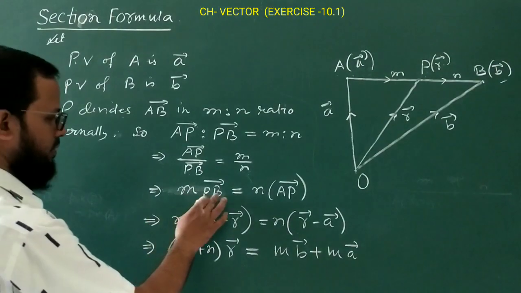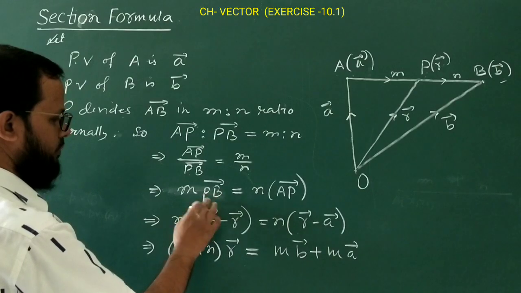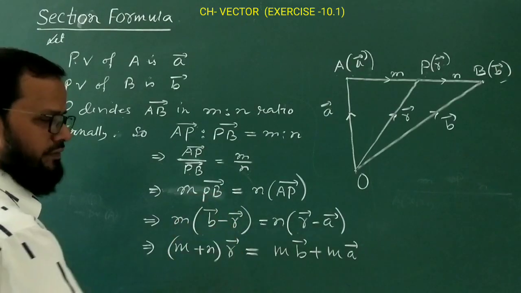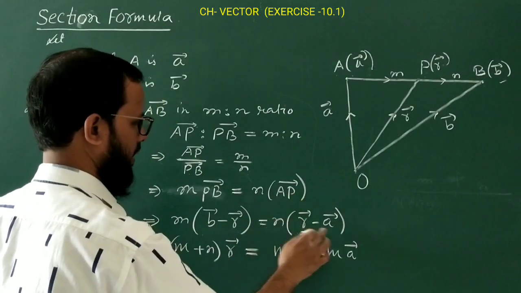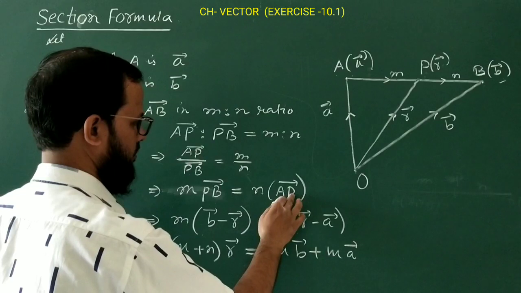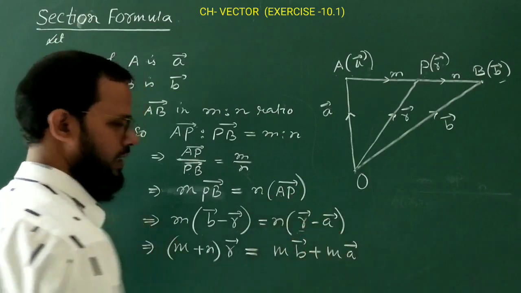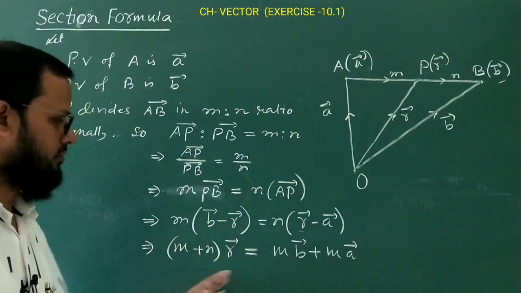So m into PB vector means m into the position vector of B minus the position vector of P. Position vector of B क्या है? B vector. Position vector of P क्या है? R vector. Similarly AP vector क्या होगा? Position vector of P minus position vector of A. Position vector of P is R, and position vector of A is a vector. And after calculation, taking R vector common, you will get this result.